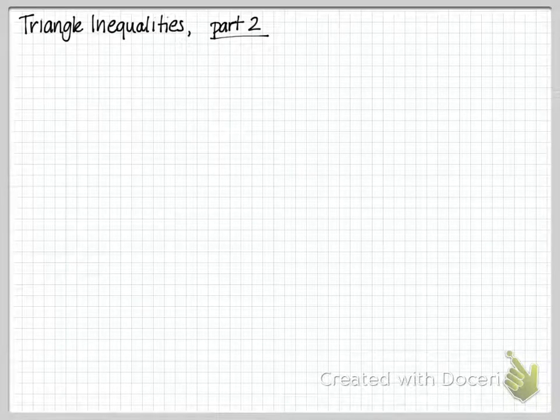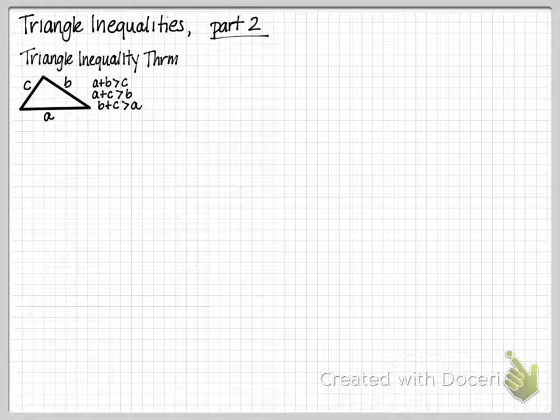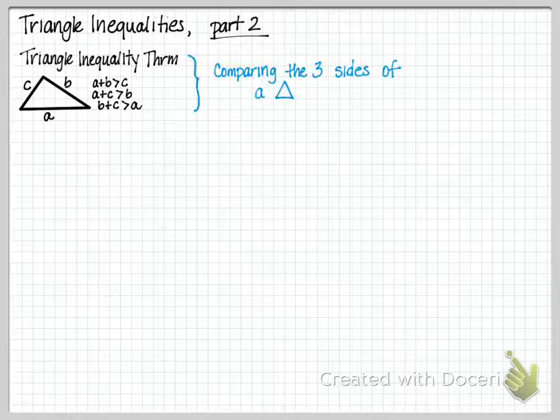This is the second of two videos regarding triangle inequalities. Let's review quickly from the first video. We talked about the triangle inequality theorem, which told us that the sum of the lengths of any two sides of a triangle is always going to be greater than the third side. This is comparing three sides of a triangle. So that's part of triangle inequalities, when we're comparing three sides of a triangle.